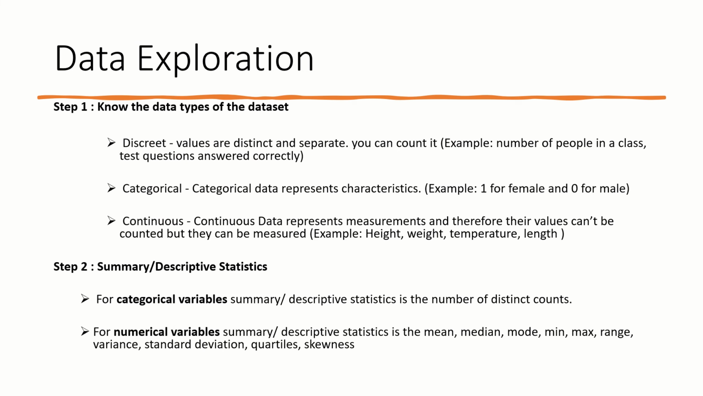We have discrete, categorical, and continuous. The discrete values are distinct and separate. That means you'll be able to count it, like what is the number of people in a class, what is the population of India. So you are able to count the values.